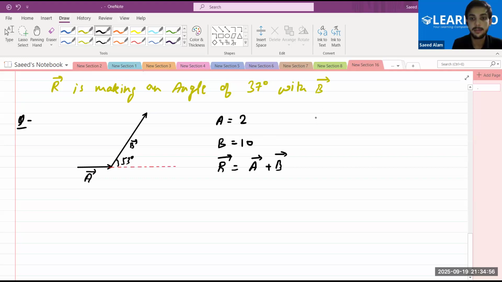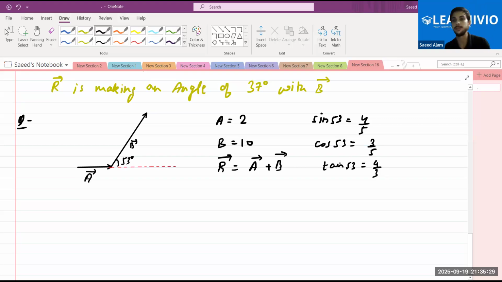Now tell me fast, what is sine 53? Sine 53 is 5 by 4. 4 by 5, sorry, 4 by 5. Sine is always less than 1, so how can you say 5 by 4? Okay, next is cos 53. Cos 53 is 3 by 5, exactly. And tan 53 will be 4 by 3, the ratio of these two.